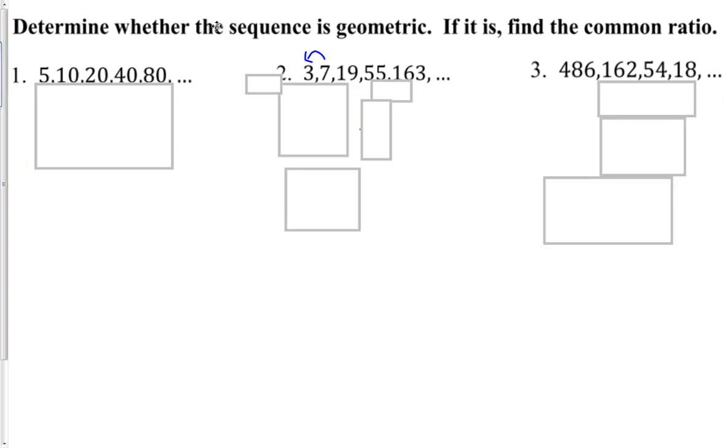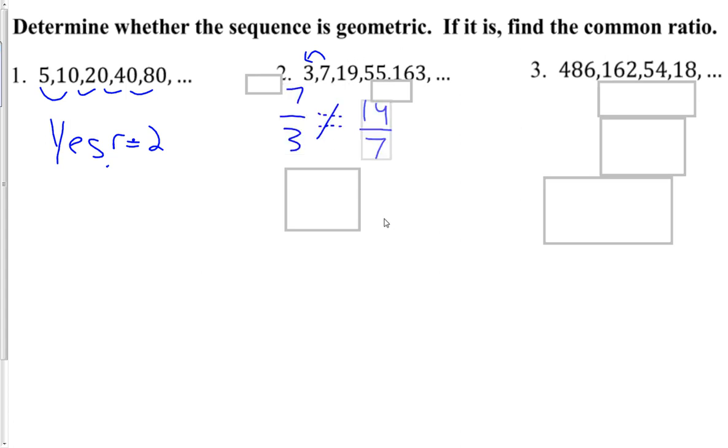Determine whether the sequence is geometric, and if it is, find a common ratio. So 5, 10, 20, 40, 80, right? Times 2, times 2, times 2. Looks good, yes? R is times 2. Next one, we got 3, 7, 19, 55, 63. Now, none of these look nice. Doesn't mean it wouldn't work, but I do 7 divided by 3, and then I'm going to test that against 19 divided by 7. 3 times 19 is 57. 7 times 7 is 49. Those do not match, so these fractions aren't equal, and so it is not geometric.